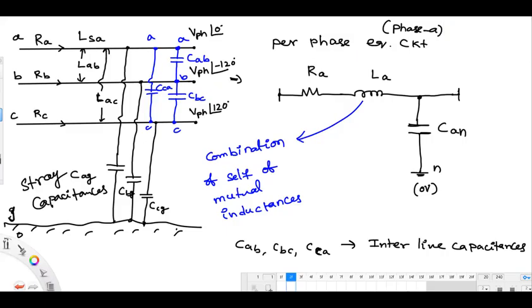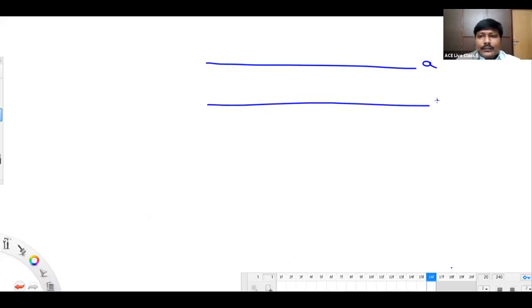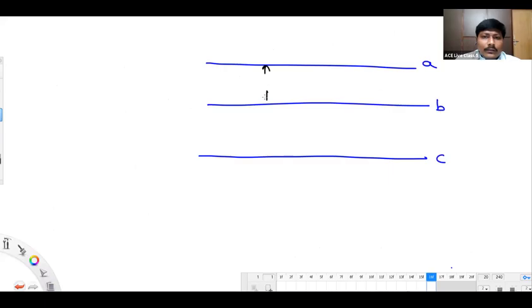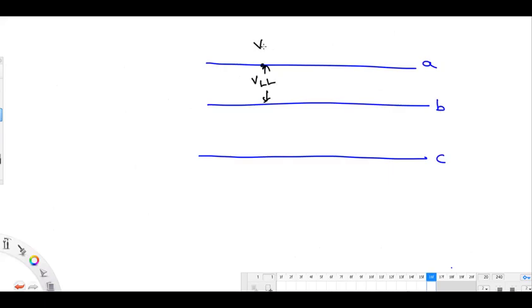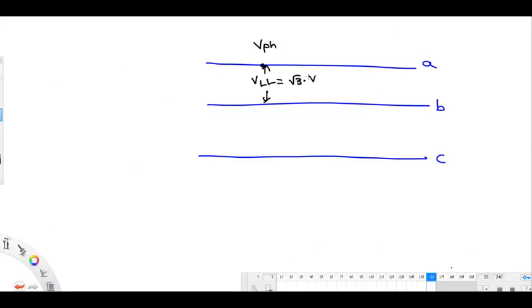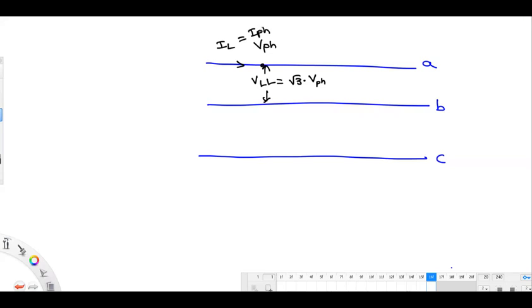Why do we take line current equal to phase current in case of transmission lines? You see, we have three wires, phase A, phase B, phase C. Each conductor is operating at a voltage of V phase. Line to line voltage equals √3 times V phase in magnitude. And whatever current flows in the line, that current itself can be called the phase current. Yes, sir. That's it.